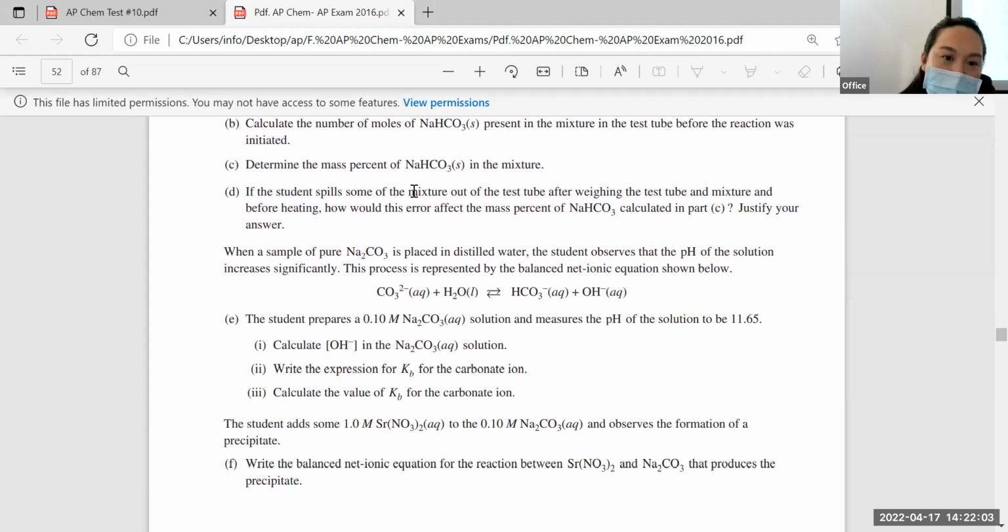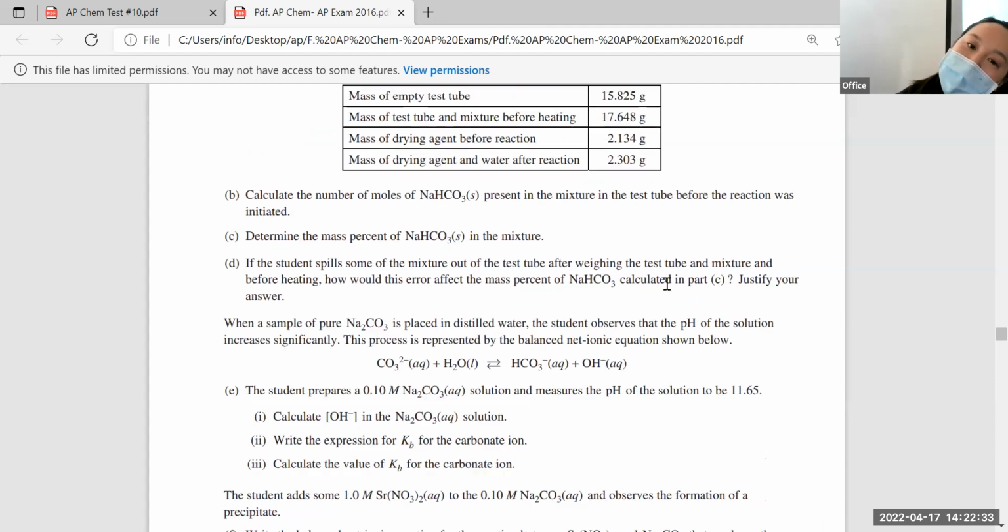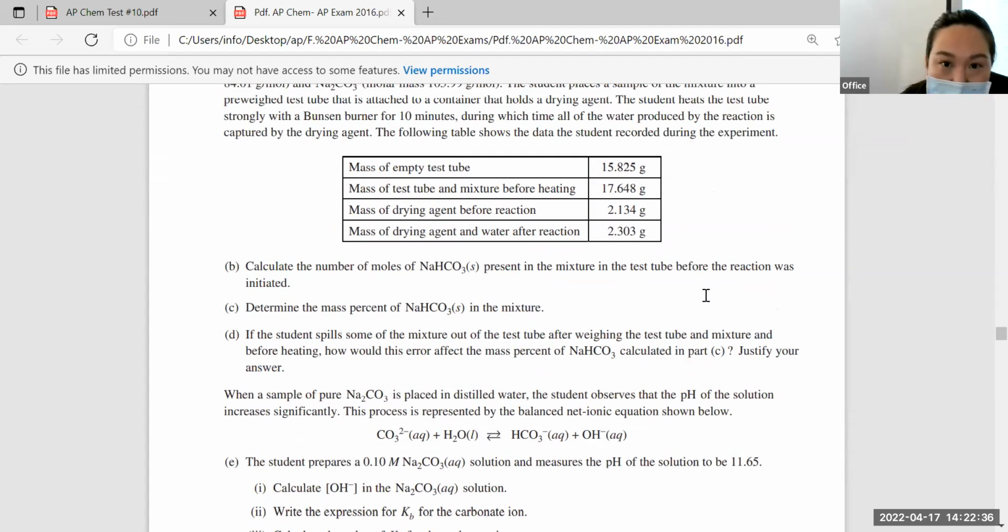If the student spills some of the mixture out of the test tube after weighing the test tube and mixture and before heating, how would this error affect the mass percent of sodium bicarbonate calculated in part C? Justify your answer. So he weighs the test tube and mixture, but then spills some, right? So what does that mean? It means that this value is higher than the actual amount, right?